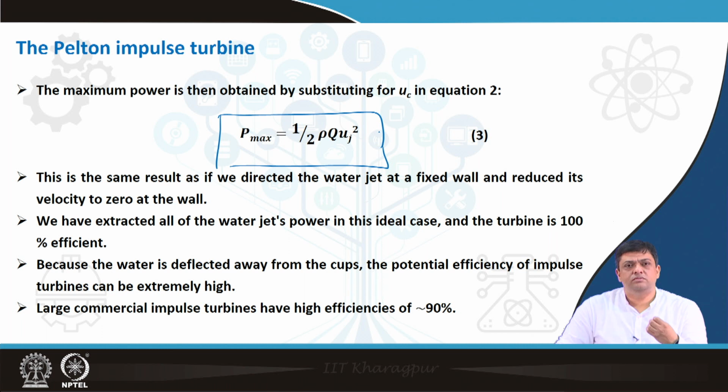But reality is slightly different, because there would be losses associated at different steps, and large commercial impulse turbines have efficiencies in the range of 90% plus minus, but that is a very high value.